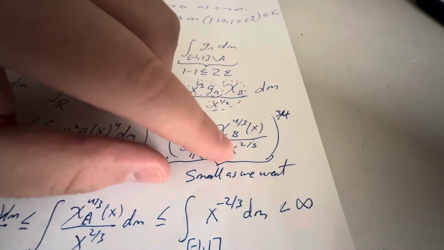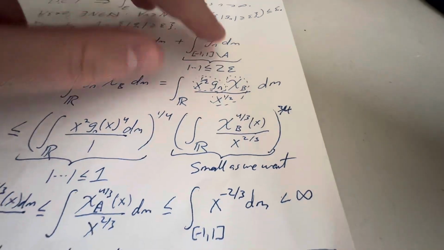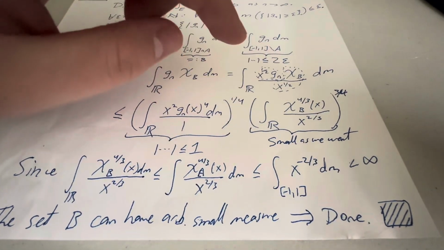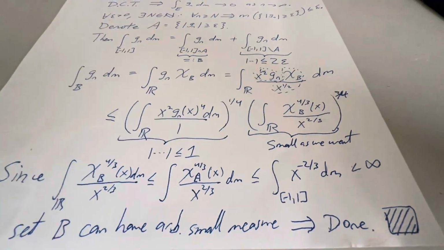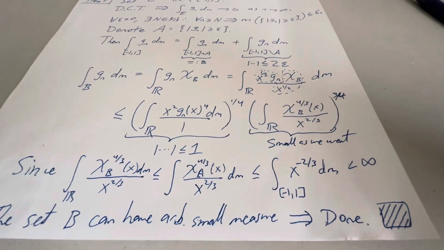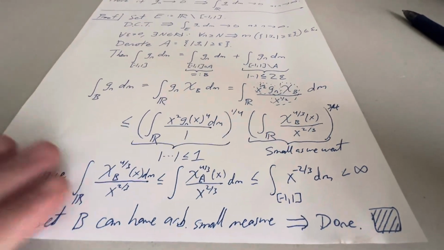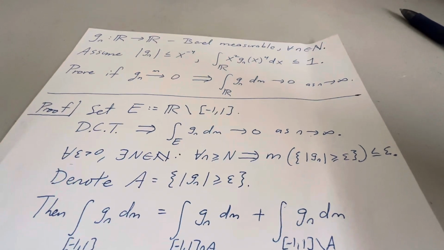The function x to the -2/3 is integrable over -1 to 1. And I kind of throw in those details here at the bottom, but I think when I presented this to the class, I just said, we can make this as small as we want by uniform integrability. And that's the solution to the problem. This was the hard problem from that practice qualifying exam.